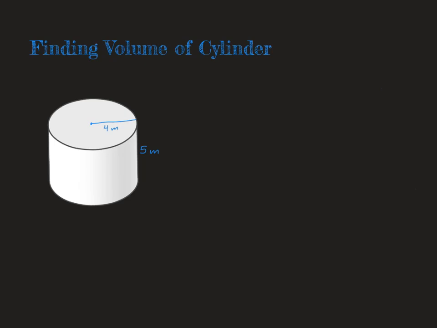So let's start with finding the volume of a cylinder. In this cylinder, you're given the radius 4, which is from the center of the circle to any point on the circle. So we know that this is 4 meters, and then the height of the cylinder is 5 meters. So we're going to write the formula, which is volume is equal to pi r squared h, where h is your height. So let's label the things that we have first. We have r is 4 meters, and your height is 5 meters.